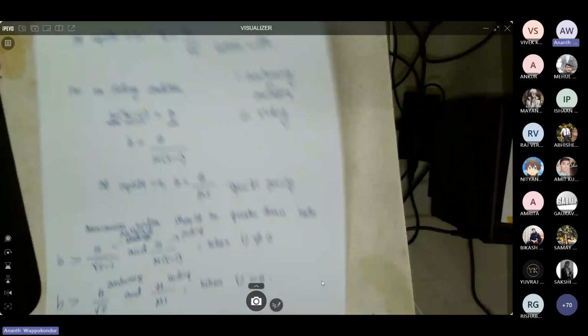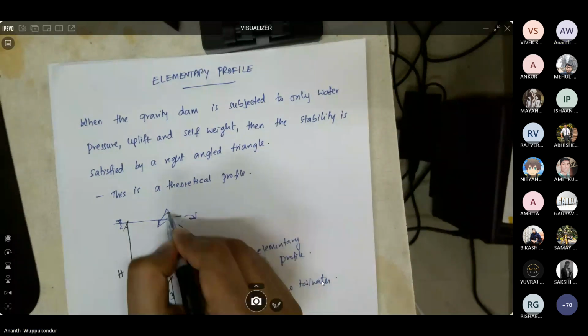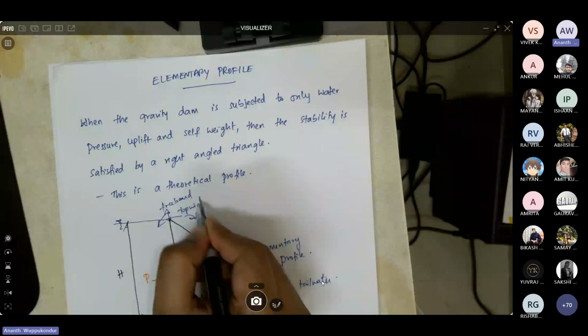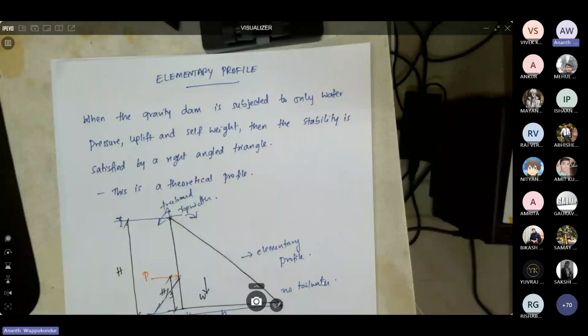So an elementary profile is a pure theoretical profile. In practice, we are not going to provide a right angle section without any top width. So in practice, we are always going to provide some top width, and we are going to provide freeboard. And if required, we are also going to provide an inclined section on the upstream face of the dam. Whereas an elementary profile is simply a right angle triangle.